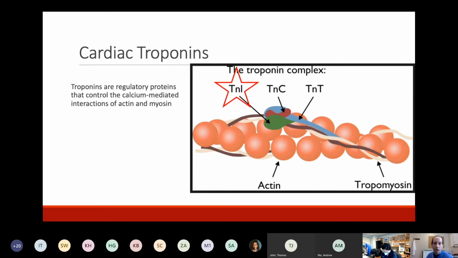The VA, about 9 months or so ago, switched over to doing a high sensitivity. I think it's a troponin T. So you will see that at the VA. But at least here in most places, you'll see troponin I. And I've never seen a troponin C assay before.